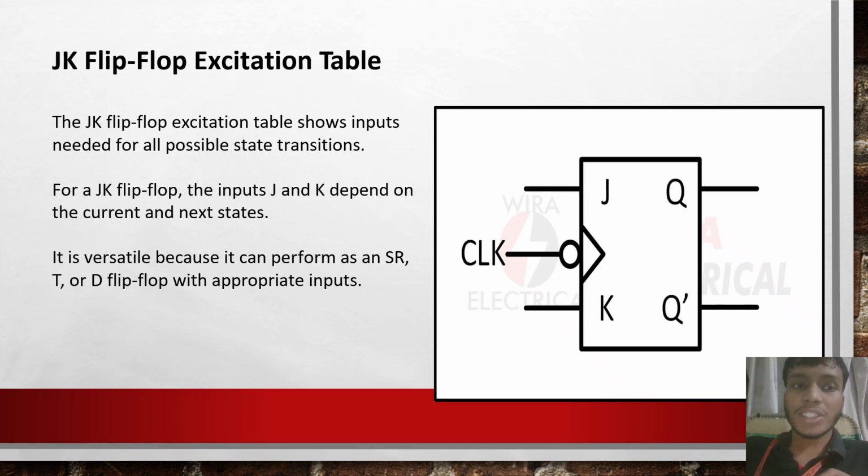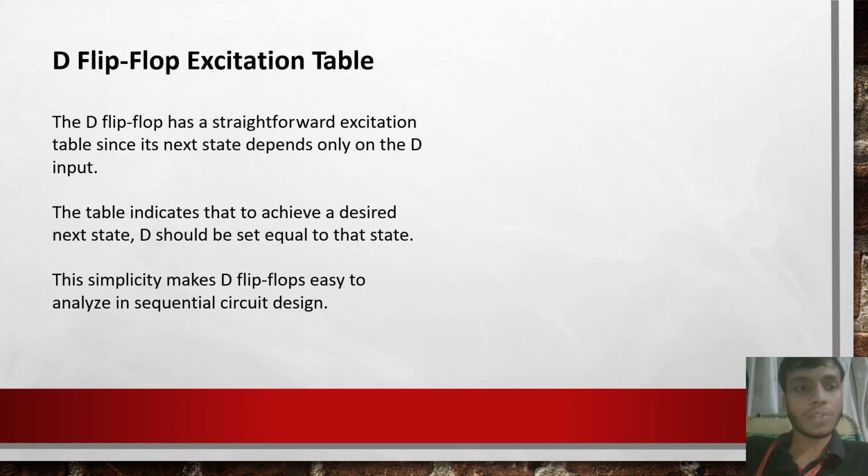JK flip-flop excitation table. The JK flip-flop excitation table shows the inputs needed for all possible state transitions. For the JK flip-flop, the inputs J and K depend on the current and next states. It is versatile because it can perform as an SR, T or D flip-flop with appropriate inputs.